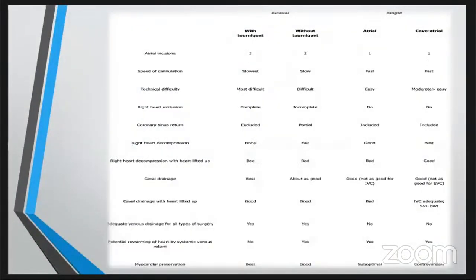And here is a table which shows a comparison between the different techniques and cannulas. In summary, cavo-atrial cannulation is easier and practical, and can be used for low-risk CABG, aortic valve, and even sometimes mitral valve surgery with a left atrial approach. The bicaval, on the other hand, is a bit more difficult technically, but it will provide better drainage when you lift the heart for a distal anastomosis, for example, and better myocardial protection because you will exclude the heart totally from the systemic circulation and thus prevent the rewarming effect.